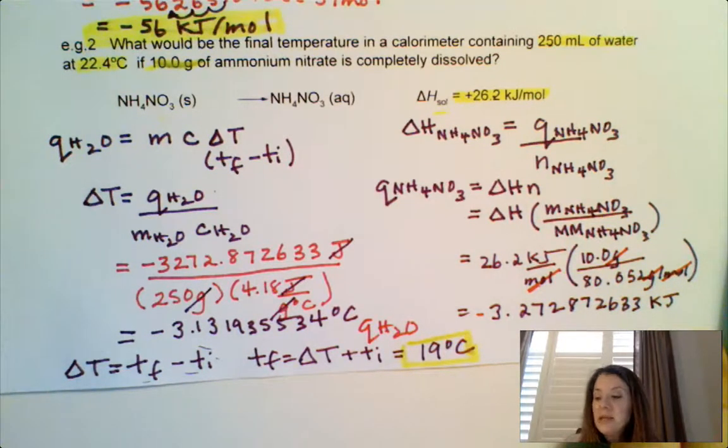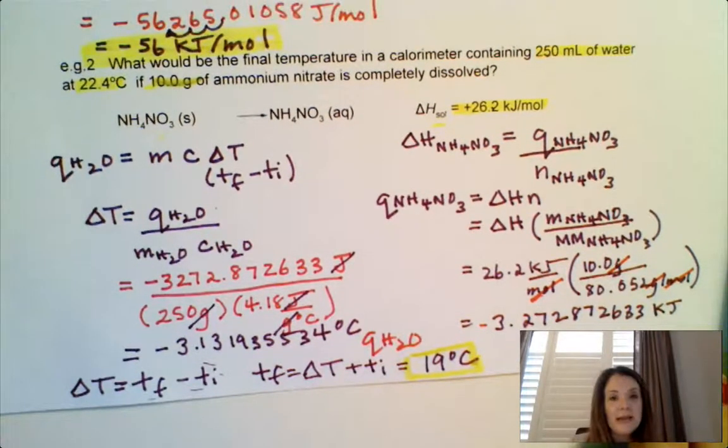In the assignment, you're going to have to use this formula as well as some of the previous ones that we have learned about, negative MC delta T equals positive MC delta T when you're trying to find final temperature, or you may have to look up how to do molar heat capacity. So please use your notes to aid in that assignment.